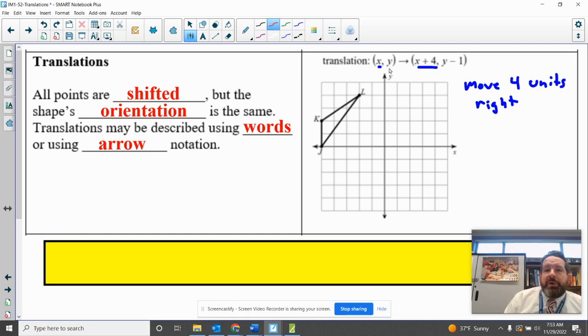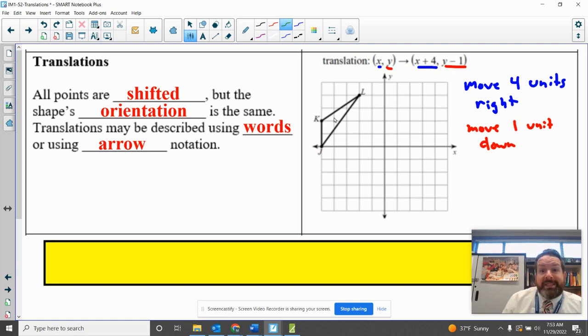Now there's another component with the y's. This is our vertical movement, up and down. Plus means up, minus means down. So we also want to move 1 unit down because of that minus there on the back.